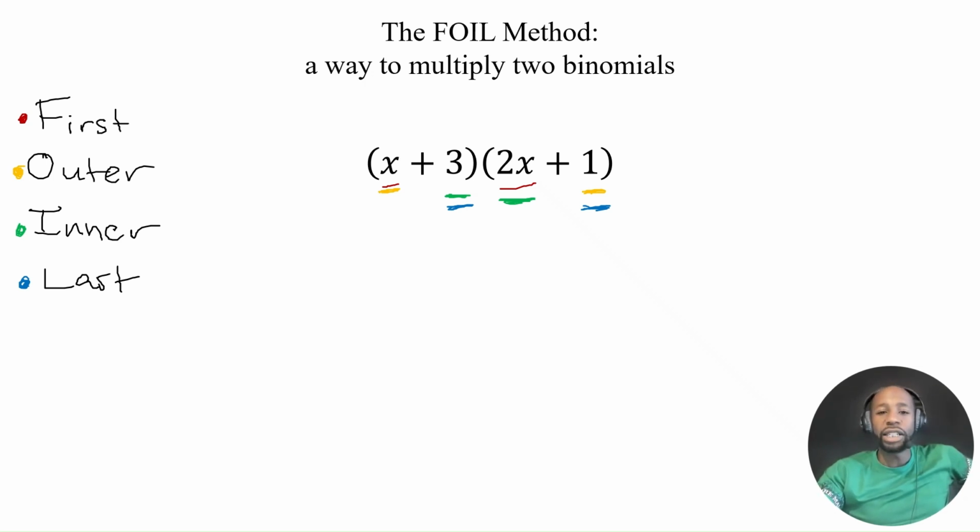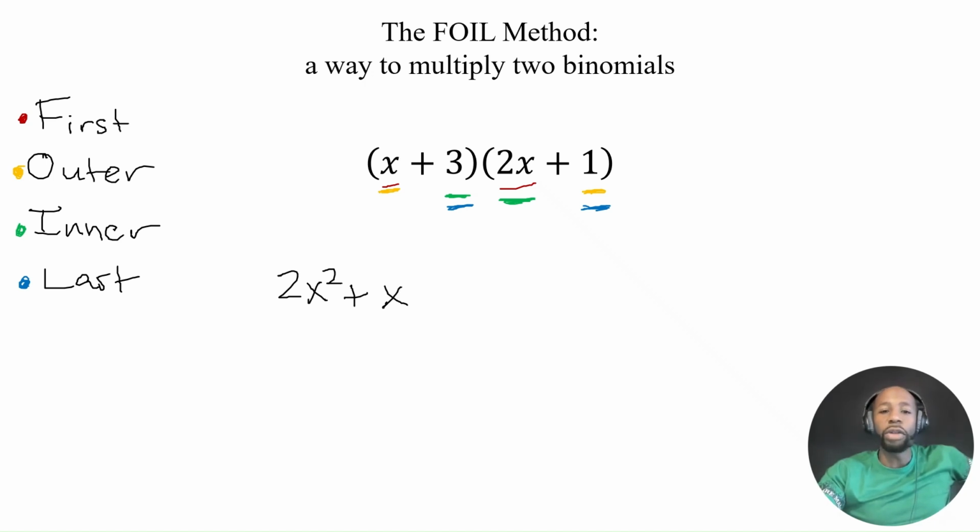So now let's start. Let's multiply the first terms together. What is x times 2x? That is going to be 2x squared. Okay. Let's multiply the outer terms together. That's x and a 1. What's x times 1? It's x. And both of those are positive, so it's still being added. That's 1x, or just x.